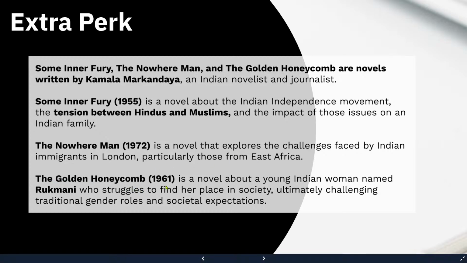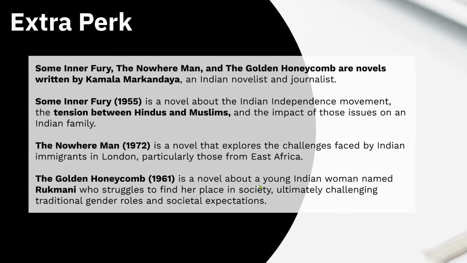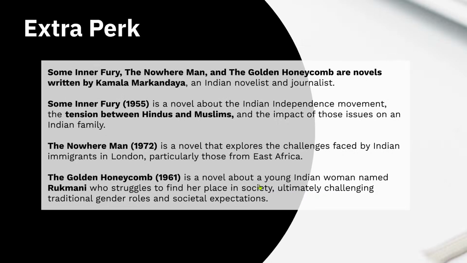And The Golden Honeycomb, published in 1961, is about a young Indian woman named Rukmani who struggles to find her place in society, ultimately challenging traditional gender roles and societal expectations.